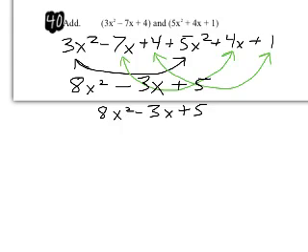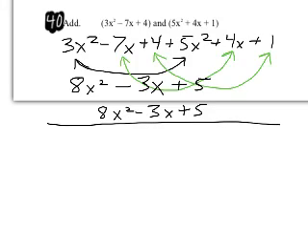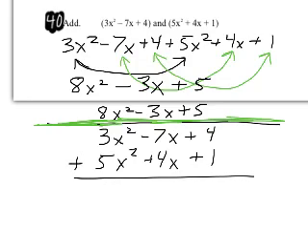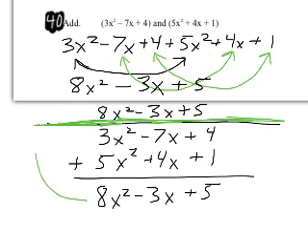Okay, the other way to do this is to put them on top of each other. 3x squared minus 7x plus 4. Let's just make a divided line here. 5x squared plus 4x plus 1. We're going to add them all together just like that. So we get 8x squared minus 3x plus 5. Notice we get the same answer as this one.